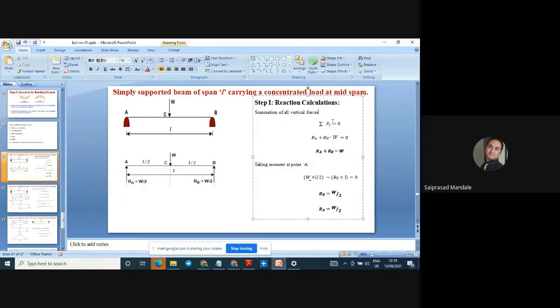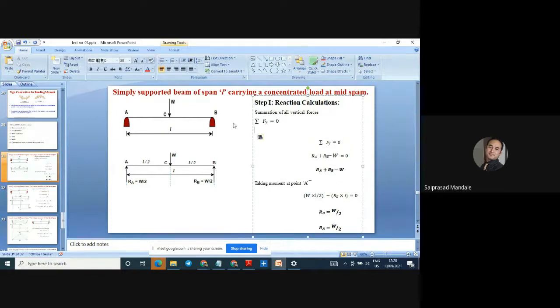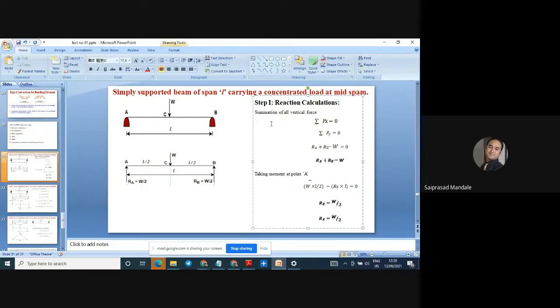So I can write these things here. Summation of Fx, I can write summation of x is equal to 0. But there is no force on the x-axis, there is no force acting on the x-axis, so it is neglected.